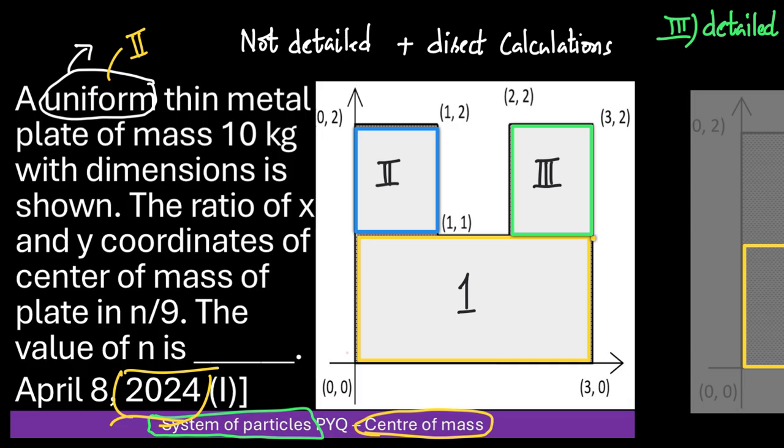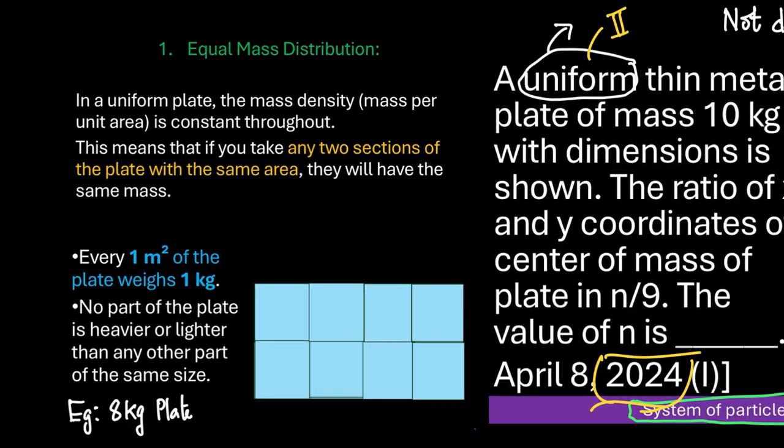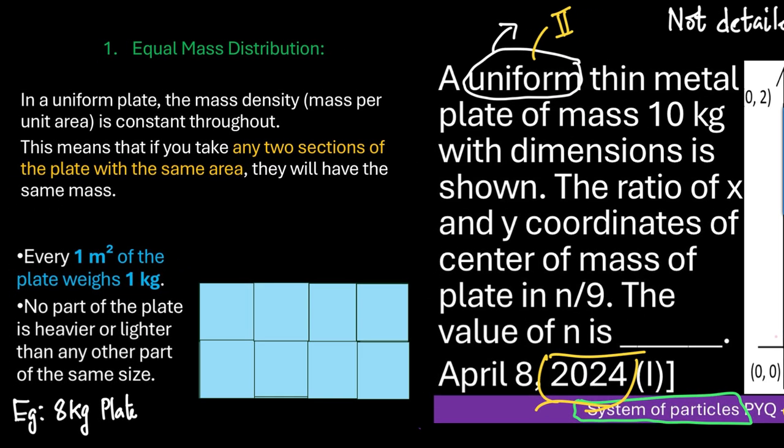So first is uniform thin metal. Uniform thin metal, what does it imply? It implies equal mass distribution, which means in a uniform plate, the mass density, which is mass per unit area, is constant throughout. Which further means that if you take any two sections of the plate with the same area, they will have the same mass. Okay. Let us try to understand this explanation first, and then we'll go through the example.